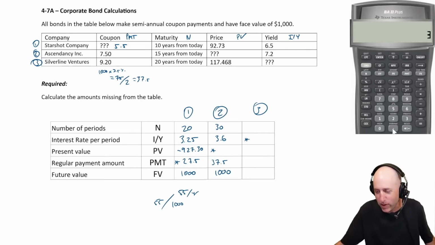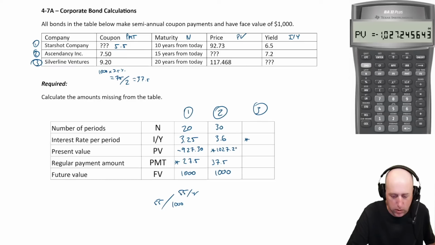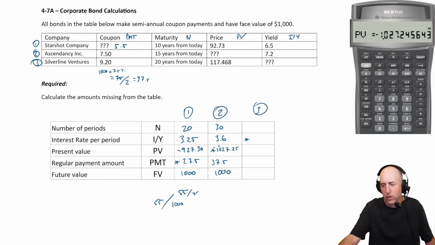30 goes in as N. 3.6 goes in as IY. We don't know our PV. 37.5 goes in as the PMT. 1,000 goes in as FV. And then we compute, what are we computing? PV. 1027.25. It shows up as a negative number here because that's a negative cash flow. All right, I'll switch it back to a positive number.